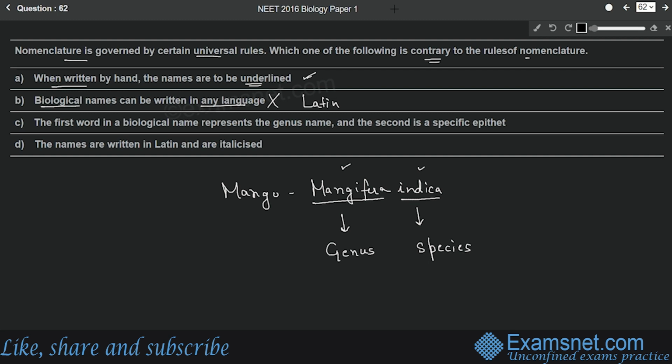The third one says the first word in a biological name represents the genus name, and the second is a specific epithet. So this is also correct. We have seen that Mangifera is the genus and indica is the name of the species. Now the last one says the names are written in Latin and are italicized. Yes, normally these are italicized, but when we write by hand, then we don't italicize, we just underline them separately. So this is also a correct rule. So the only incorrect rule is option number B. So it is the correct answer.